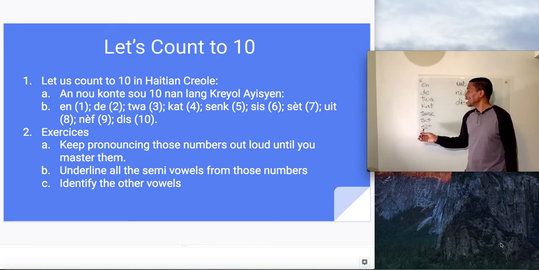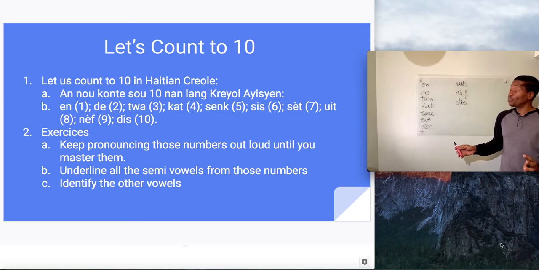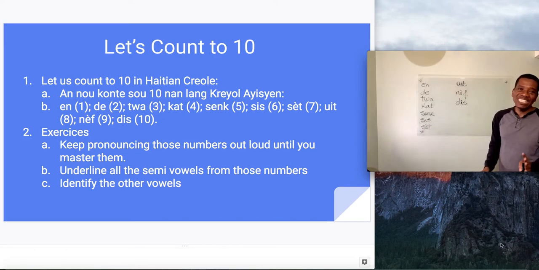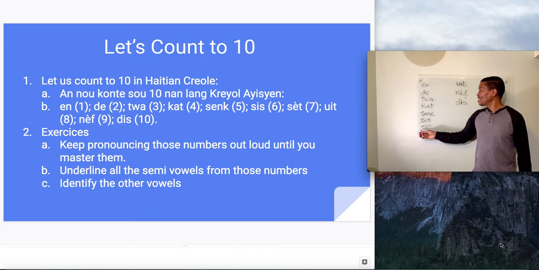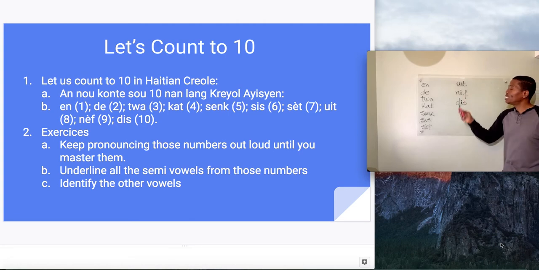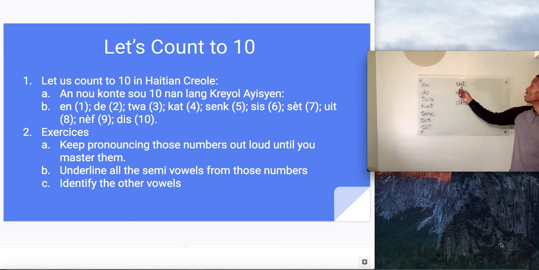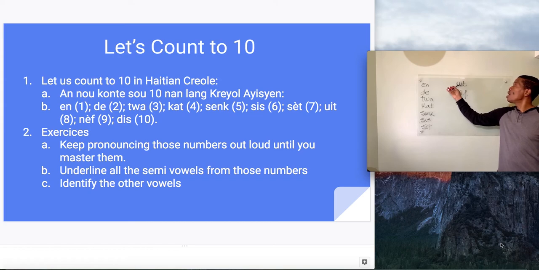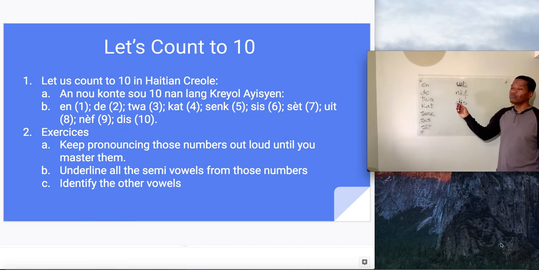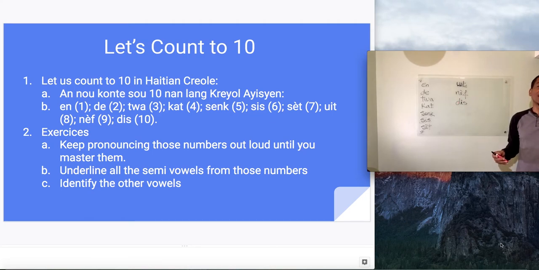We have six. How many sounds do we have? We have three sounds. One sound is repeated. We have s, e, s, six. We have sept. How many sounds? Three sounds. S, e, t. Huit. How many sounds? Two sounds. The semivowel U and the consonant t. Huit.